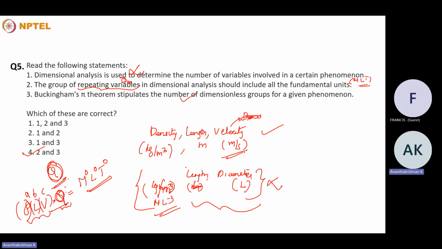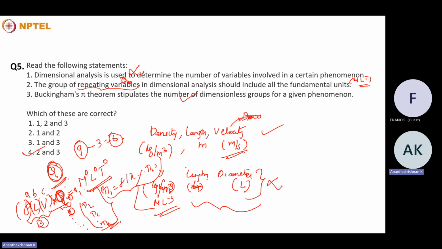the additional variable q. Similarly, if the total number of variables is 9 and the corresponding number of repeating units is 3, we multiply the repeating variables with one variable other than the repeating variables. So we'll have 9 minus 3, 6 different variables, and correspondingly this is the first one. Similarly, the second one, third, fourth, fifth, and so on. 6 different pi terms can be there. What we can write is that pi1 is a function of the other 5 pi terms. Since they are dimensionless, we can have some kind of relationship between all of them.